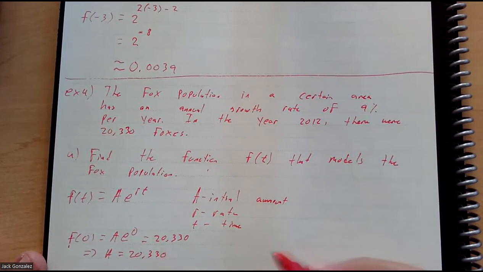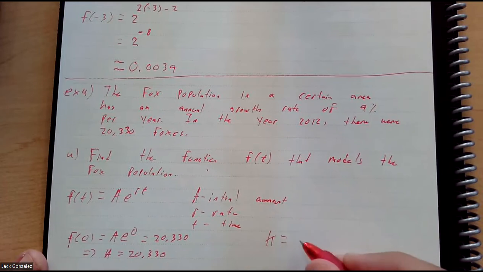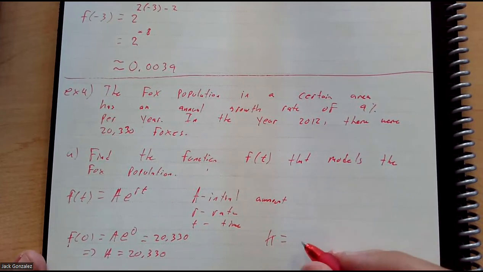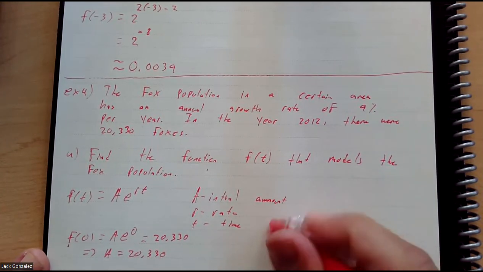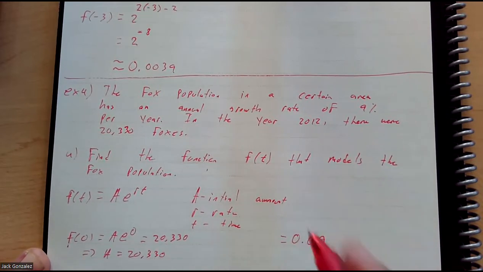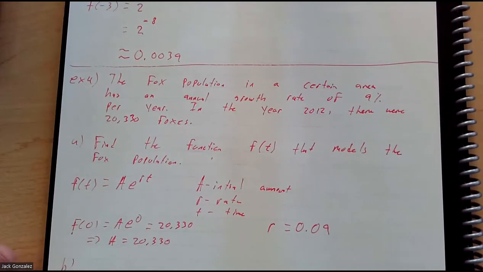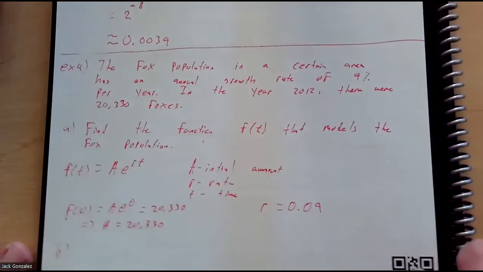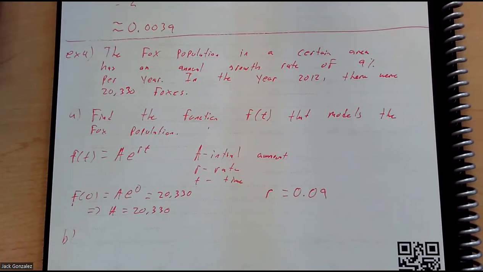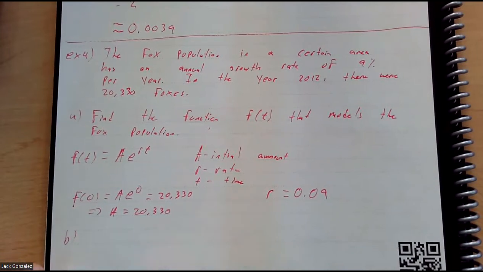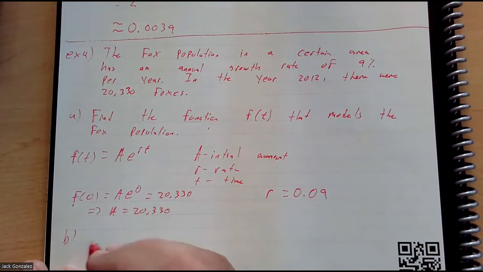So we found A. K was given to us, right? 9%. So 0.09. Sorry, they used R, not K. Too many math books use too many different letters. It's all the same, though. So R is 0.09. A is 20,000. Now B will ask you, how many foxes?